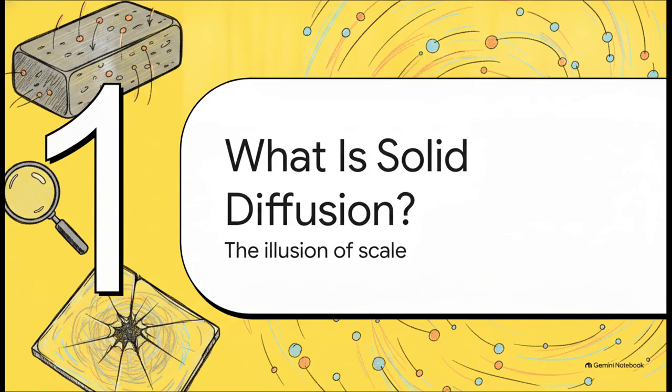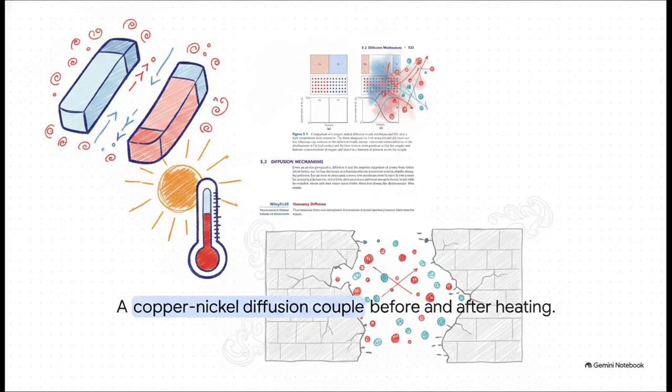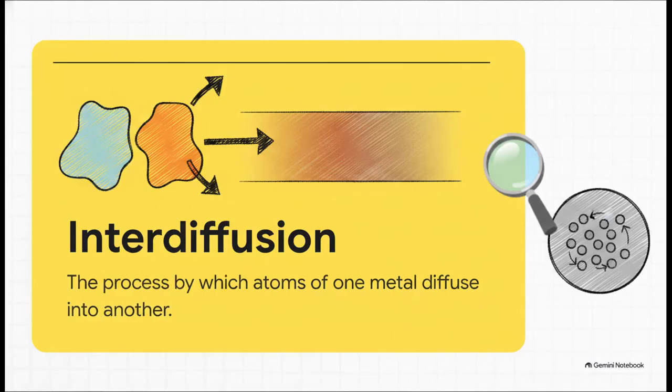What is solid diffusion? And more importantly, the illusion of scale. It's totally human nature to look at a block of metal, or a piece of glass, and think of it as completely static and dead. But that's an illusion of scale. To really grasp this, picture what we call a copper-nickel diffusion couple. Imagine we take a pure block of copper and clamp it tightly against a pure block of nickel. Now, if we heat them up for an extended period, those atoms don't just stay put. Over time, the copper atoms naturally migrate right into the nickel lattice, and the nickel atoms wander over into the copper. That previously sharp boundary becomes a blended alloy. Solids aren't these static walls. They're actually bustling crowds. Let's define exactly what's happening there.